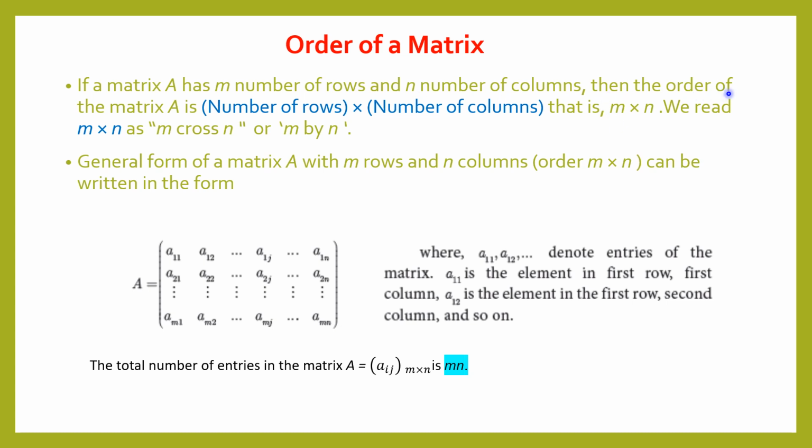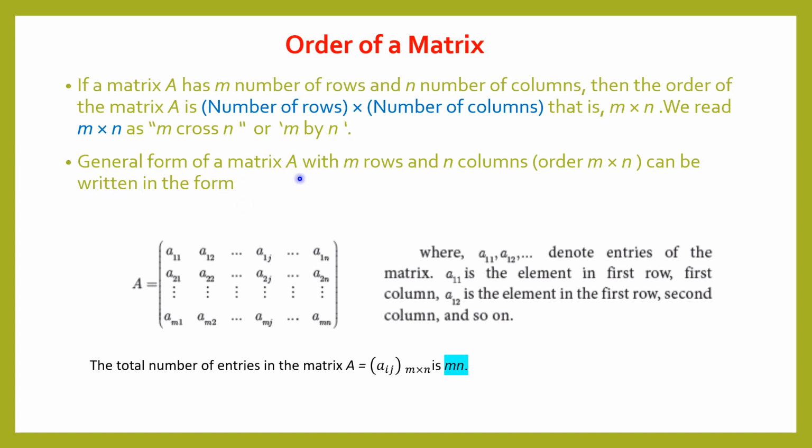Then the order of the matrix A is number of rows, here the multiplication symbol is used. That is, you have to pronounce this as cross. Then number of columns. That is m cross n. We read this m cross n as m cross n or m by n.